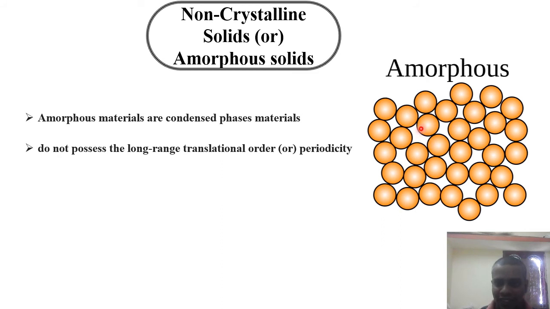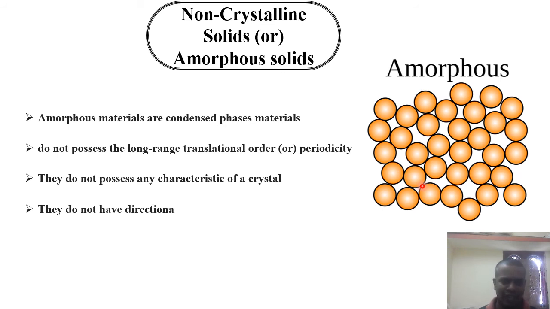You can look at these gaps, they are bigger gaps. Here the gaps are more, here the gaps are less. So this kind of material we can call an amorphous material. So what are the characteristics of the amorphous material? We can ask one question. They do not possess any characteristics like a crystalline solid.